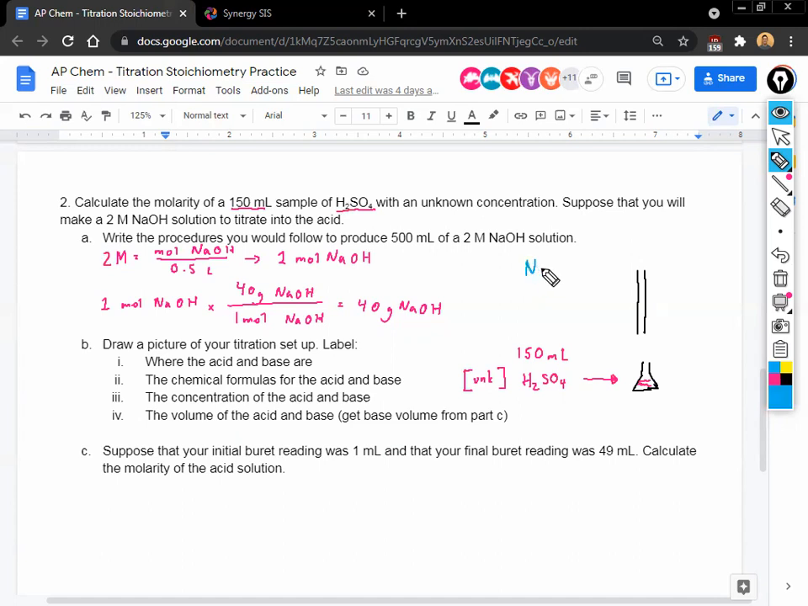So we know that the sodium hydroxide is inside the burette. It's on the top. Base goes in the top of the burette.